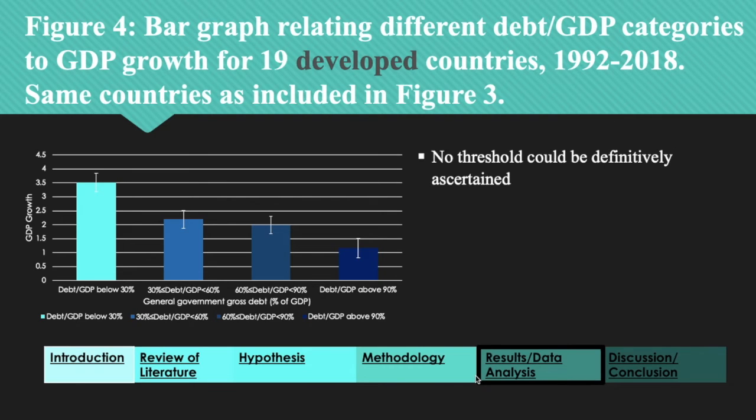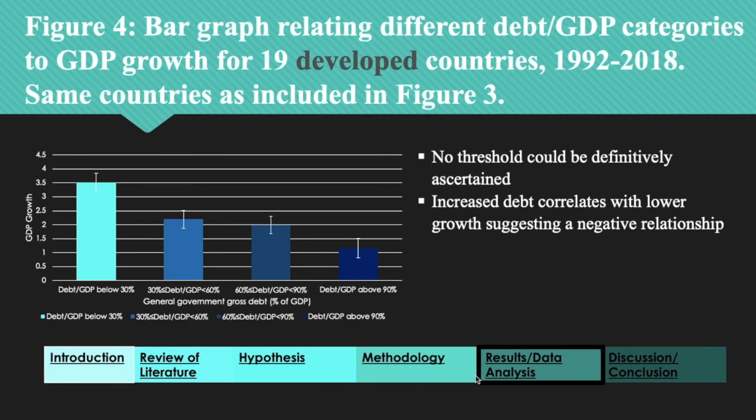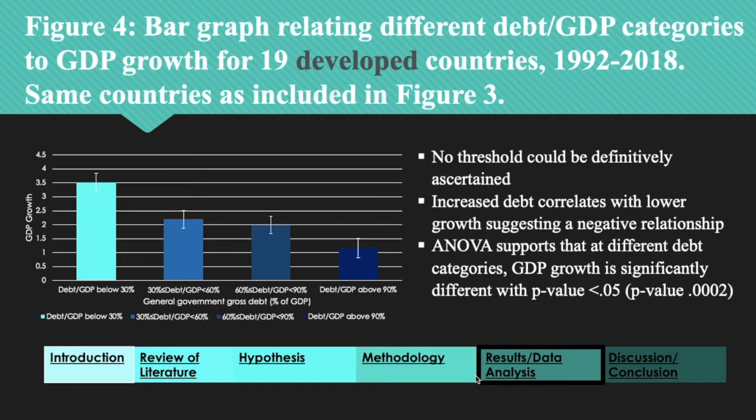This bar graph shows that no threshold could be definitively ascertained. Increased debt correlates with lower growth, suggesting a negative relationship between the 2 variables. The ANOVA supports that at different debt categories, GDP growth is significantly different with a p-value of less than 0.05.